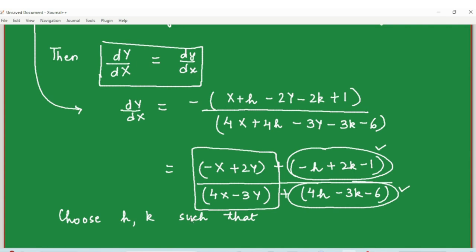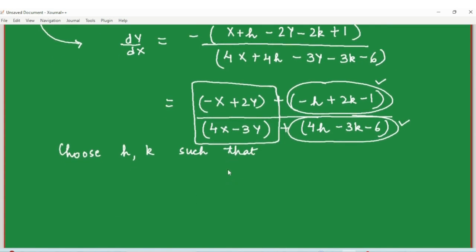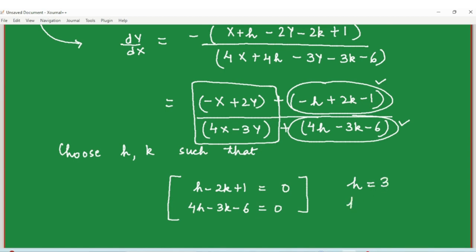So we put this restriction on h and k, that h and k should be chosen in such a way that minus h plus 2k minus 1 is 0, or I can write h minus 2k plus 1 is 0, taking negative common, and 4h minus 3k minus 6 is 0. This is a system of two equations in two unknowns h and k, which can be easily solved. When we solve the system, multiply by 4 and subtract and all that stuff, h comes out to be 3 and k comes out to be 2.